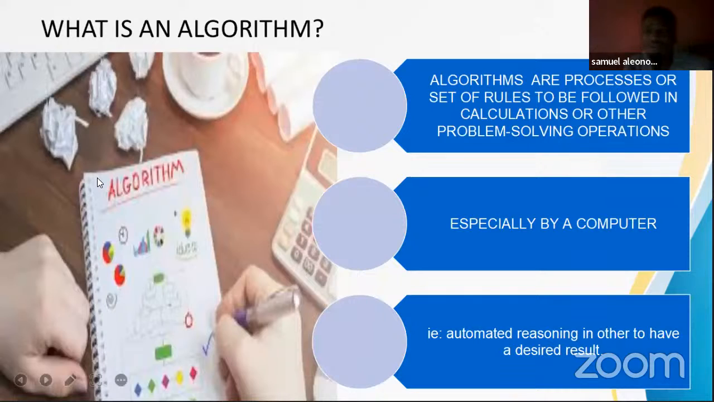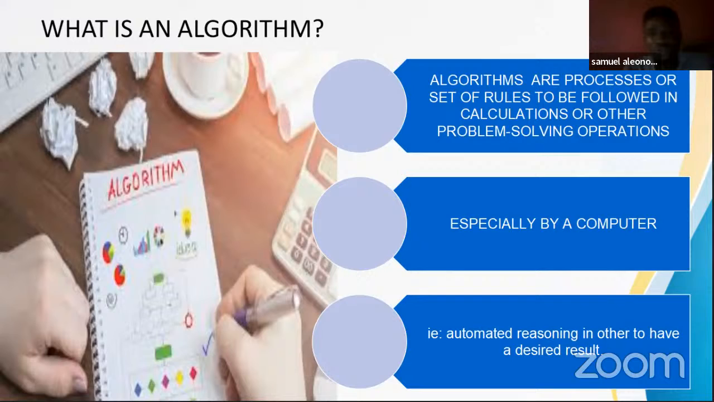So what is an algorithm? Algorithms are processes or set of rules to be followed in calculations or other problem solving operations, which means that algorithms are processes designed for the computer to think and act in a certain way. So they are operations carried out by a computer. Another way of saying it is an automated reasoning in order to have a desired result.